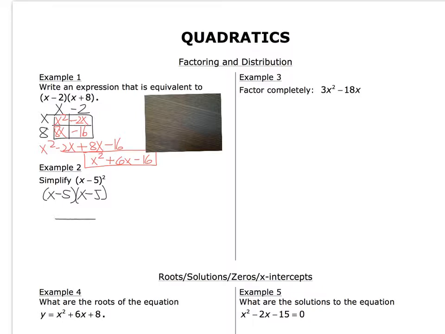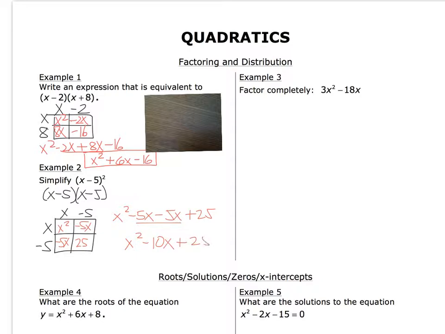So again, I'm going to draw another box, okay? And we're going to do x times negative 5 and x times negative 5. Multiplying those numbers inside, we're going to get x squared and a minus 5x, and x times negative 5 is another minus 5x, and then negative 5 times negative 5 is a positive 25. So inside the box is x squared minus 5x plus 25. Combine your like terms, you've got x squared with a negative 10x, and then that positive 25.